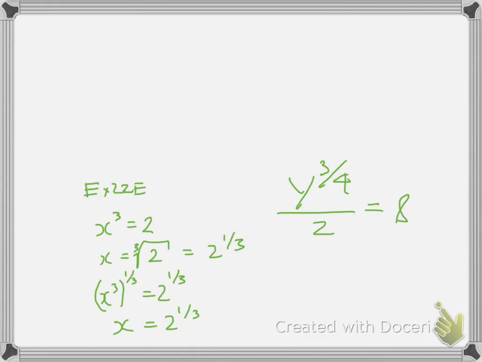Okay, so in normal fashion I would multiply both sides by 2. So I'm left with y to the 3/4 must equal 16. But now what I'm going to do is I'm going to take each side of the equation to the power 4/3.